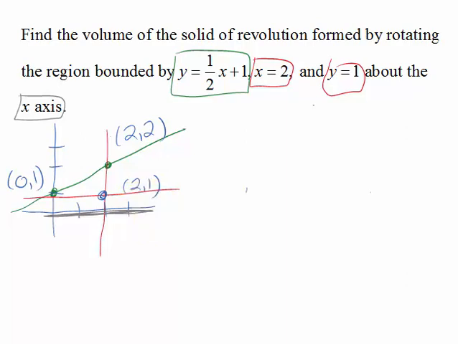Now we need to look at a representative slice to figure out what our shells would look like, and when you're doing the shell method, that representative slice will go parallel to the axis of revolution. So my slices are going to go horizontally here, so I can see that the little thickness would be a dy, because we have our horizontal shell. So that means when we integrate, everything's going to be in terms of y. So our limits of integration are going to be in terms of y, so we're going to go from 1 to 2.